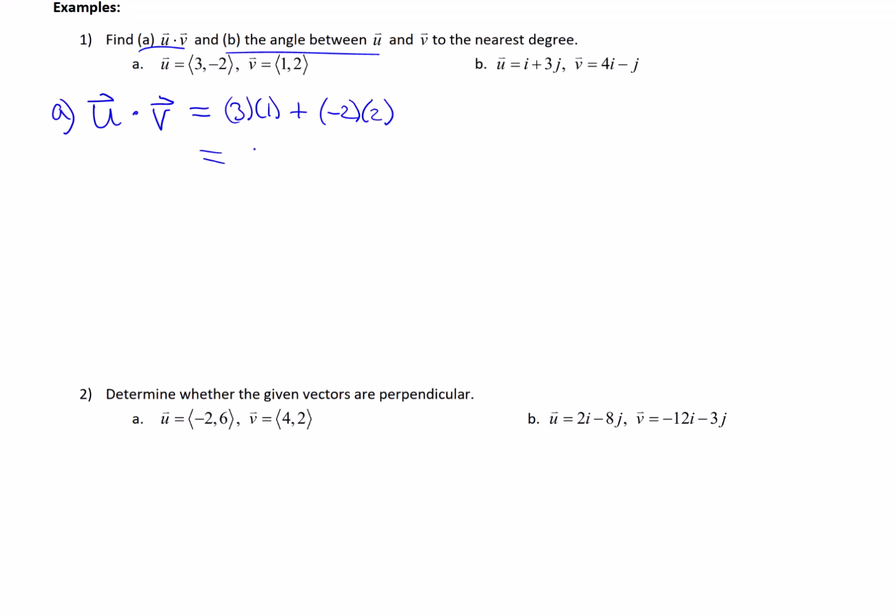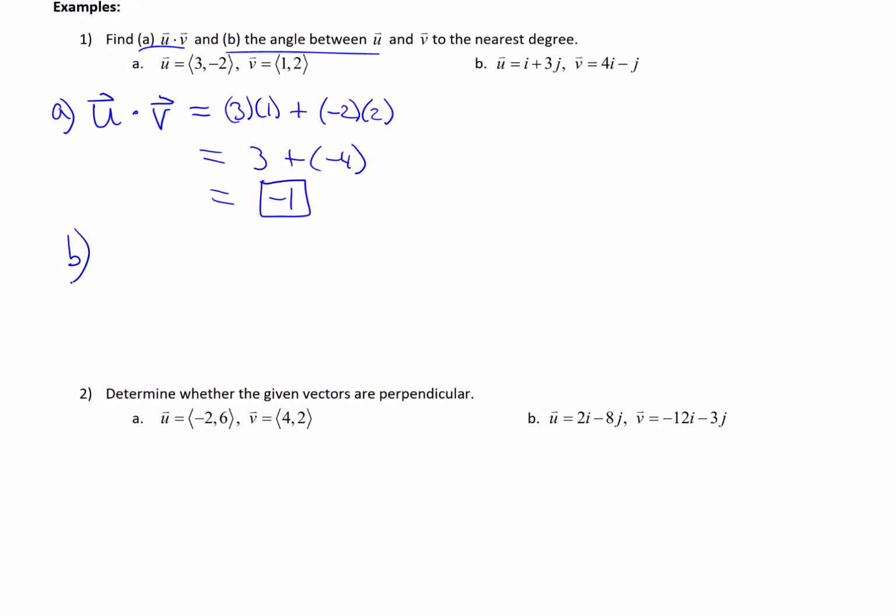So we simply do this arithmetic to get 3 plus a negative 4 for a final result of negative 1. The result of a dot product is a number or a scalar. It's not a vector. So that's our dot product. And then part B for this example 1a said to find the angle between these two vectors.